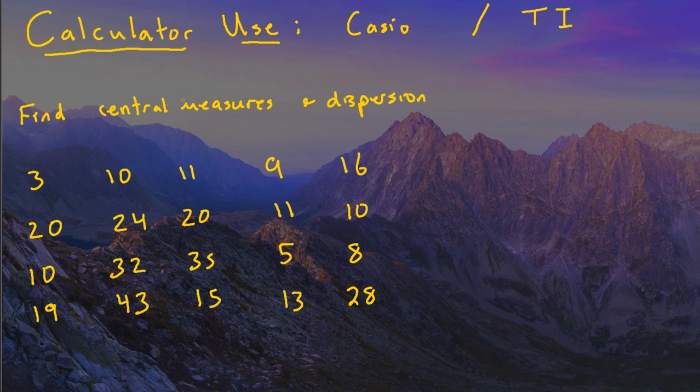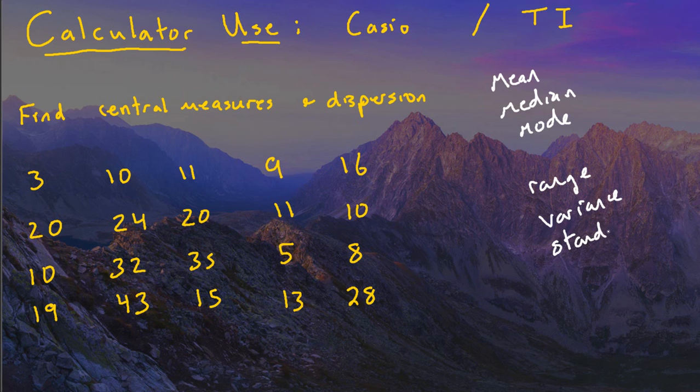Looking at various measures of statistics. And to briefly review those, we have our central measures, which include our mean, our median, and our mode. And for dispersion, we have range, we have variance, and we have standard deviation.